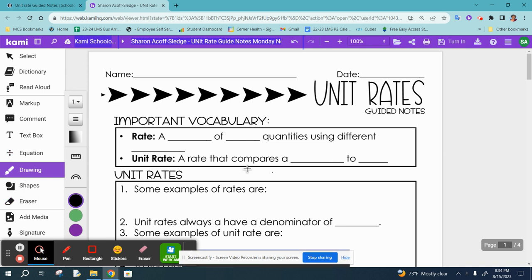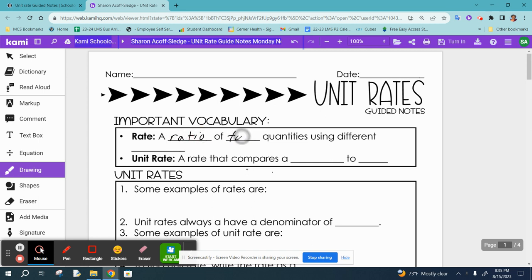So, there are two things we want to talk about. First of all, a rate and a unit rate. A rate is a ratio, we just did ratios, of two quantities using different units. So, that would be like 20 miles in 2 hours, $2 for a pound of apples or something like that. Two different units. But a unit rate is a rate that compares a quantity to one. So go ahead and write that in your notes.